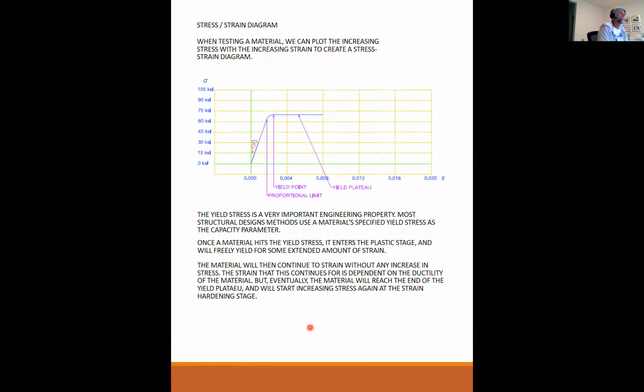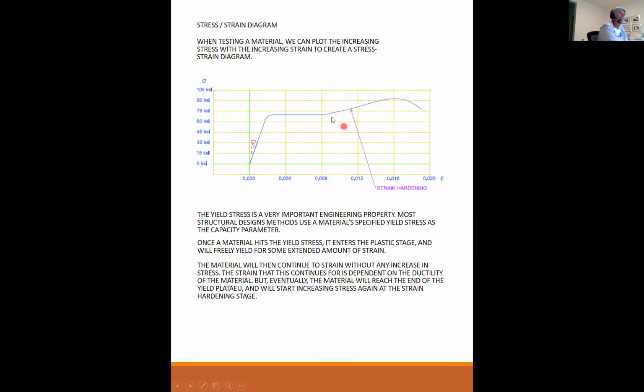However, eventually the material will reach the end of the yield plateau and will start increasing stress again at a strain hardening stage. So now we enter the next stage. This is called strain hardening. And what is happening is the crystalline structure of the ductile material, the crystals of the steel, get tired of just slipping past each other, and they grab on again. And then it actually starts requiring more load, more stress to continue to pull it apart.